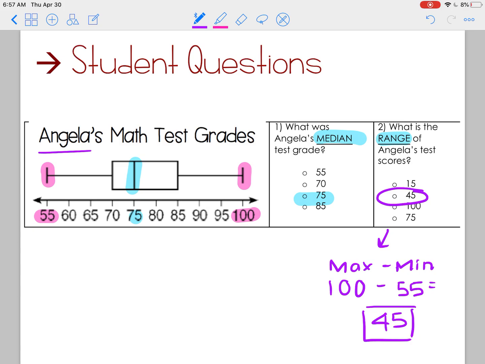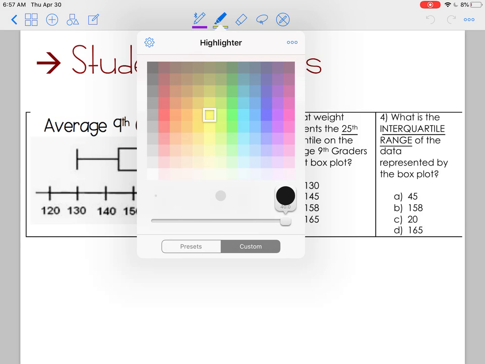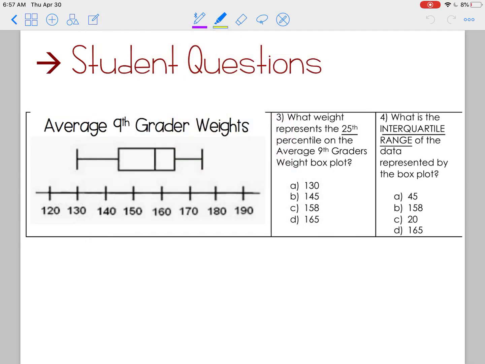All right. Next, questions 3 and 4 deal with the average weight of a ninth grader's box plot here. It says, what weight represents the 25th percentile of a ninth grader's weight? Now we know that each section of a box plot is worth 25%. So the 25th percentile would just be one section into the box plot. If we're looking at one section in, that would be right here, halfway between 140 and 150. Halfway between 140 and 150 would mean that the 25th percentile is represented by 145.